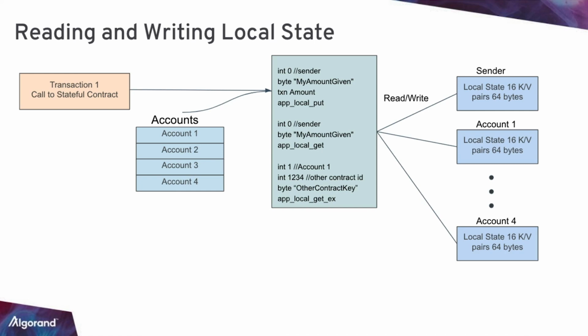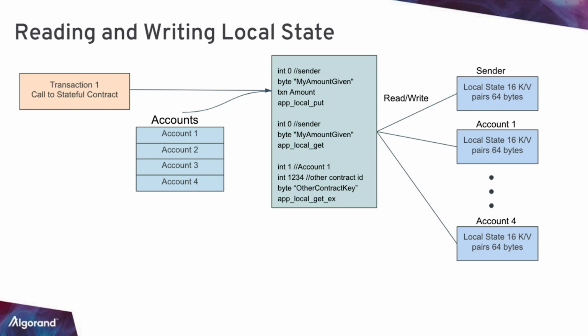What this also allows you to do is, if I have int 1, then that would be the first additional account passed. Int 2 would be the second additional account, and then I can write any of their 16 key-value pairs in local state. So not only can you modify the local state for the account that sent the transaction, but up to 4 additional accounts. This makes this particular set of opcodes quite powerful.